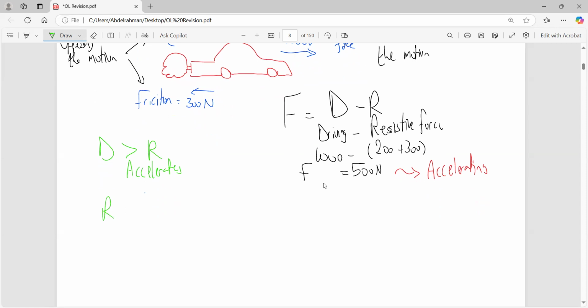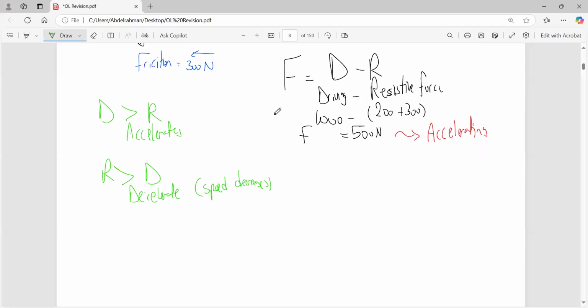What if the resistive forces were greater than the driving force? What would happen? The car would move. It would move in the opposite direction. No, it wouldn't move in the opposite direction. It would decelerate, meaning that the speed is decreasing. Okay, it's decreasing its speed. Speed decreases. This is if you have the resistive forces greater than the driving forces.